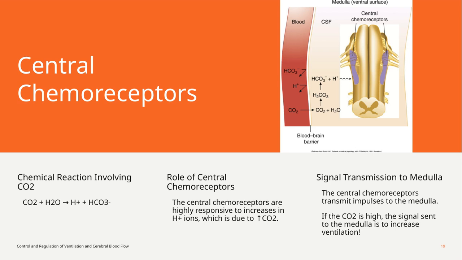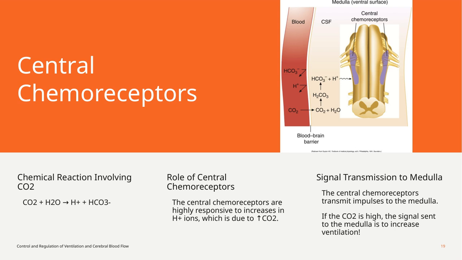So, what do central chemoreceptors do with this information? They respond primarily to increases in H+ ions, which, as you now know, are a direct result of rising CO2 levels. When CO2 increases in the blood or cerebrospinal fluid, it causes a rise in H+ concentration. The chemoreceptors detect this change and become activated.